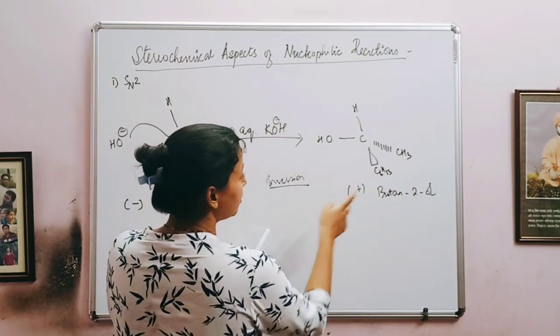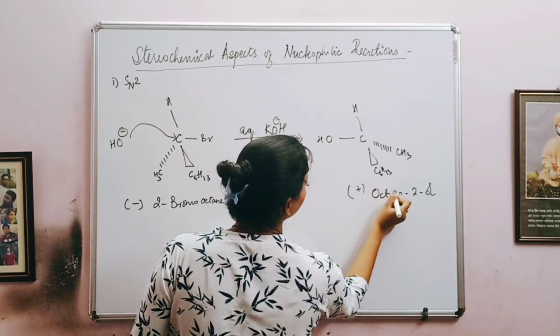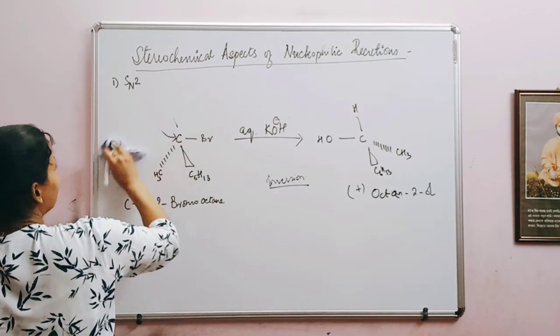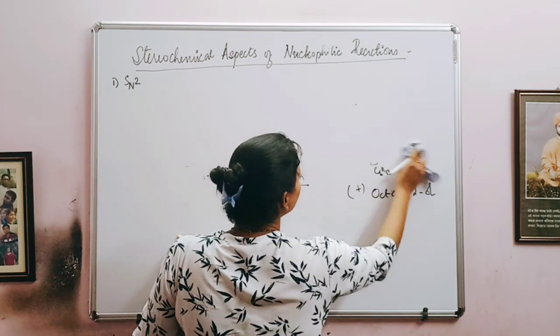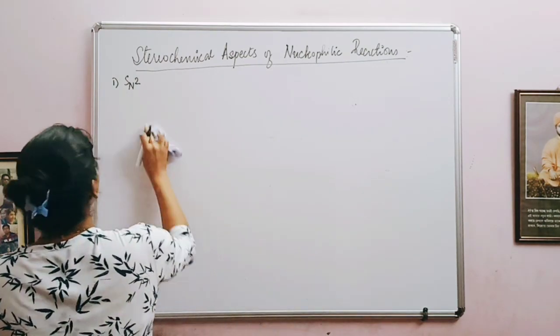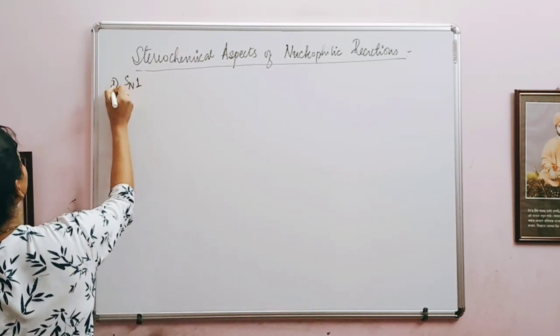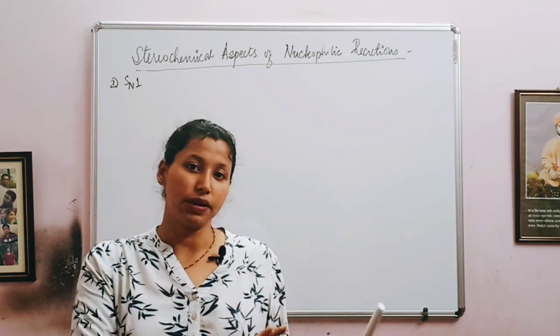I've written butan. Sorry, this will be octan 2-ol. So this is octan 2-ol. Okay. Next is Sn1. What happens during Sn1 reactions? Now, we know that Sn1 reactions proceed with the formation of a carbocation.